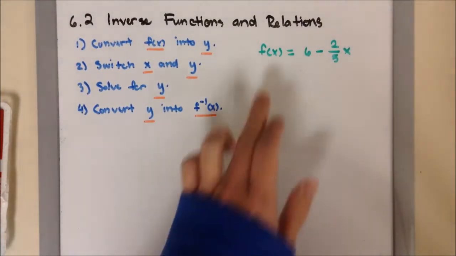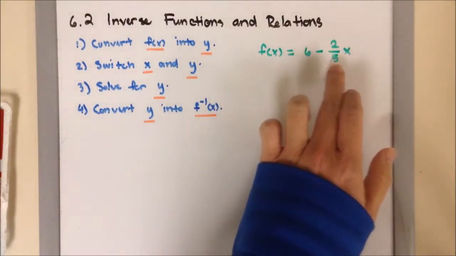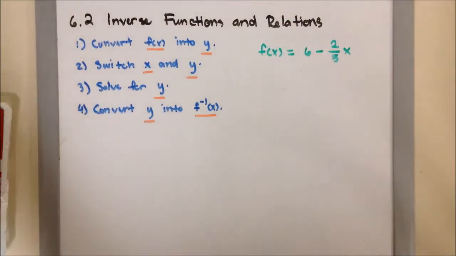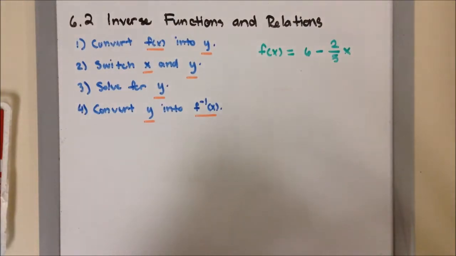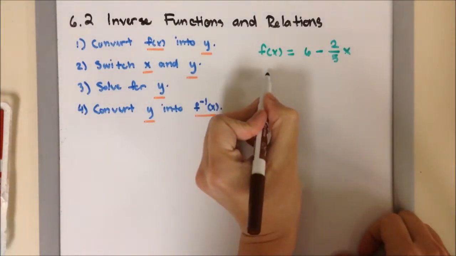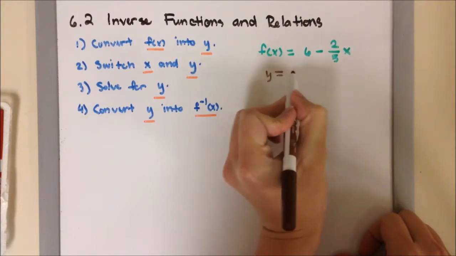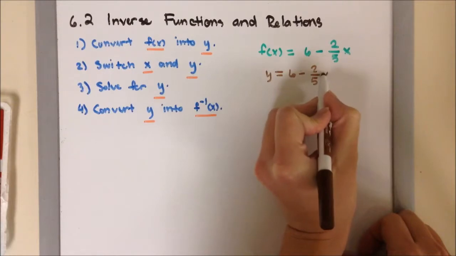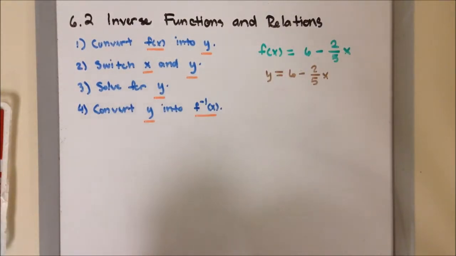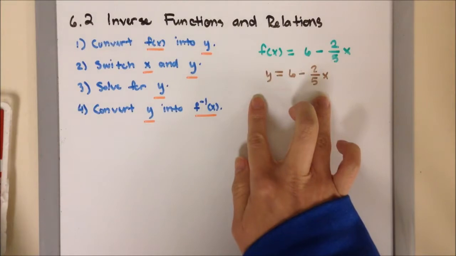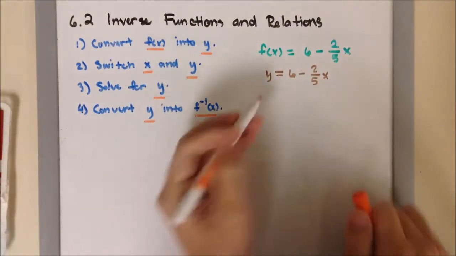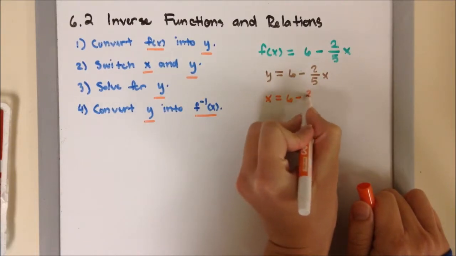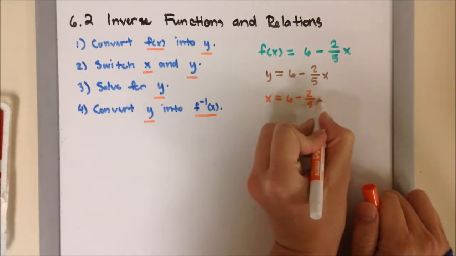In our next example, we have f of x equals 6 minus 2 over 5x. So, following these 4 steps, step 1, convert f of x into y. So I'm going to have y equal 6 minus 2 over 5x. Next is to switch x and y in their places. So I'm going to have x equal 6 minus 2 over 5y.